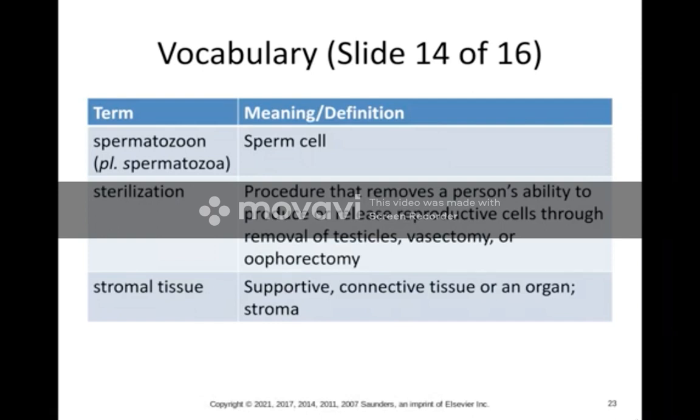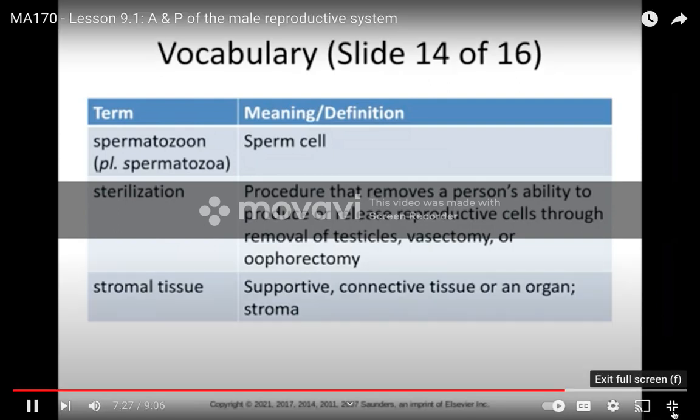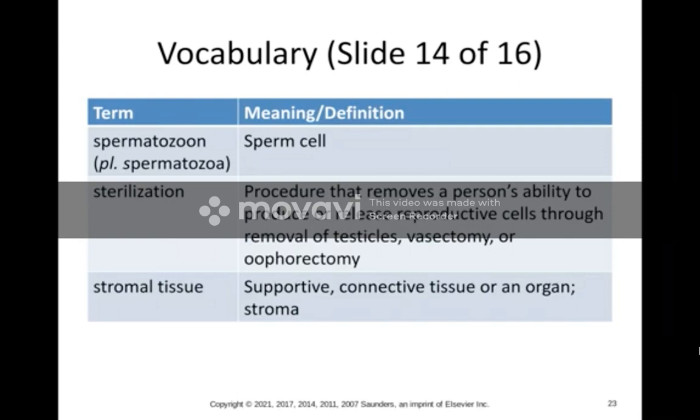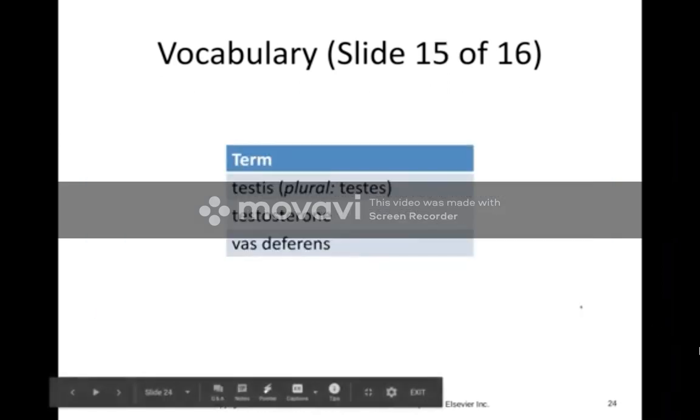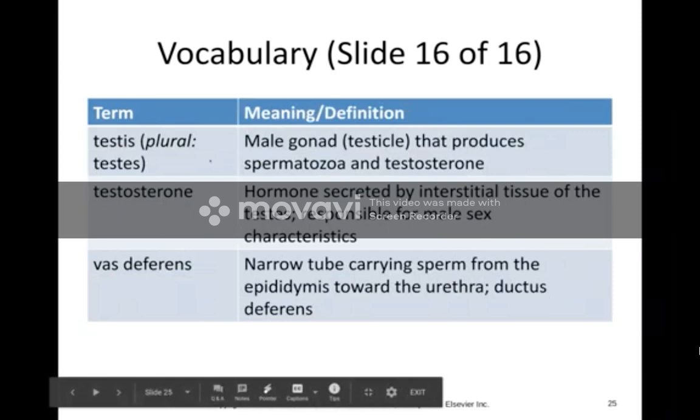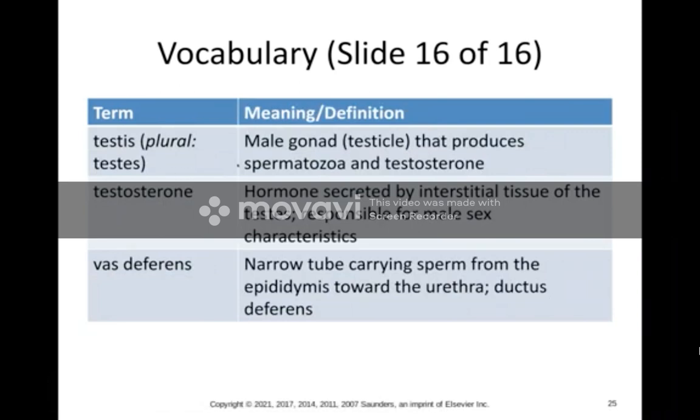Sterilization is the procedure that removes a person's ability to either produce or release reproductive cells through either the removal of testicles, a vasectomy, or for women it would be an oophorectomy. Stromal tissue, this is the supportive connective tissue of an organ, also known as the stroma. Testis is the singular, plural is testes. Those are the male gonads, which are testicles that produce spermatozoa and testosterone.